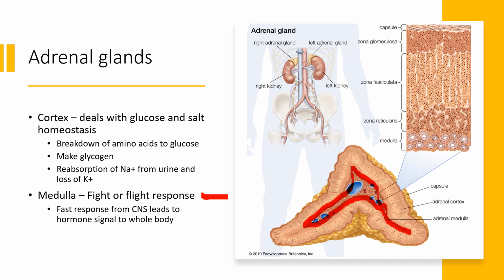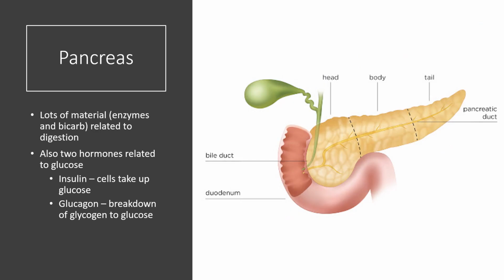You can look at exactly what the cortex does and what the medulla does. I'm going to move forward. The one I do want you to be aware of, where I'm going to spend a little bit of time here, is the pancreas. The pancreas is really important. It is really important for digestion.